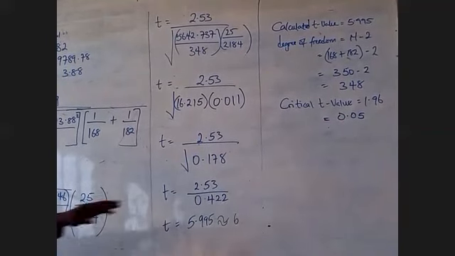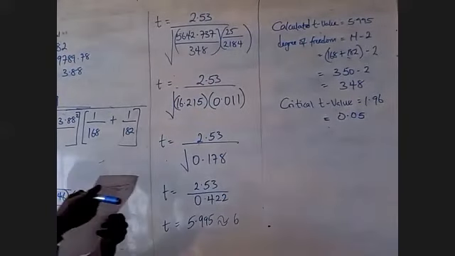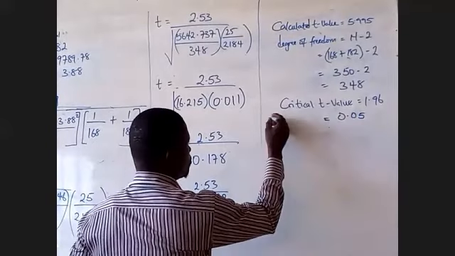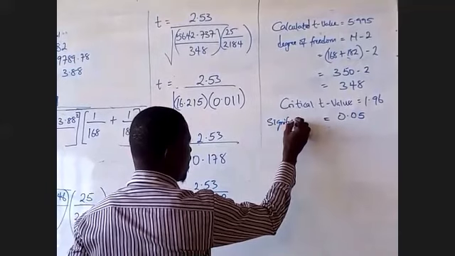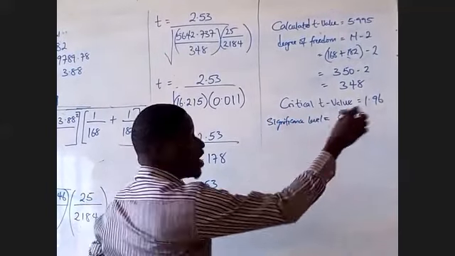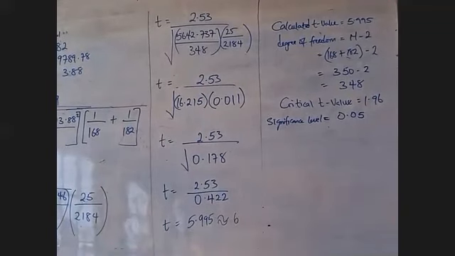No, that 0.05 is another one entirely. This 0.05 is what the question says we should test it at. It says we should test at significance level, yes, at 0.05. Yes. I hope this is clear. Okay, yeah, let me dictate the statement there.